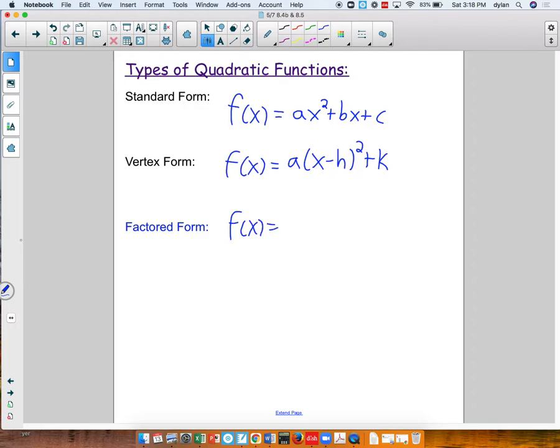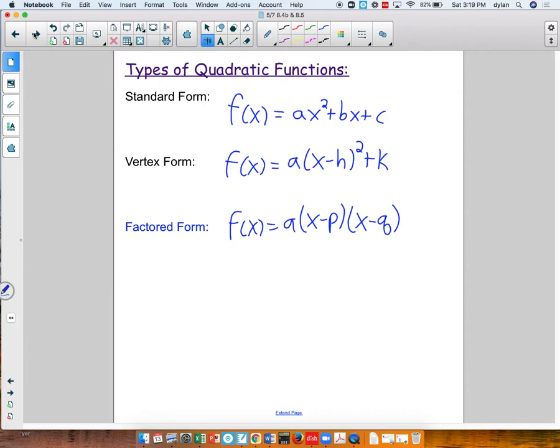So f of x equals, and what makes factored form interesting is that it doesn't have a square directly in it, yet it is quadratic. So a times (x minus p) times (x minus q). And you'll notice that there's no square there, which you would think there should be. But the reason for that is that when we multiply those x terms together, which we'll learn how to do next chapter, we will end up ultimately with an x squared term. So there is a square in there, it's just hidden right now, so it does still form a parabola.